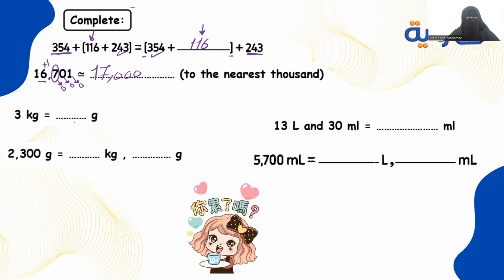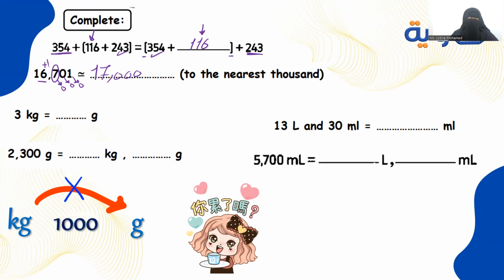Let me remind you at the first. Okay, if I want to change or convert from kilogram to gram, from a big unit to a small unit, all the time from big unit to small unit, we have to multiply. But multiply by what? From kilogram to gram, we multiply by 1000. What about the inverse? From gram to kilogram, all the time, if you want to change from small unit to big unit, you have to divide. But divide by what? Also divided by 1000.